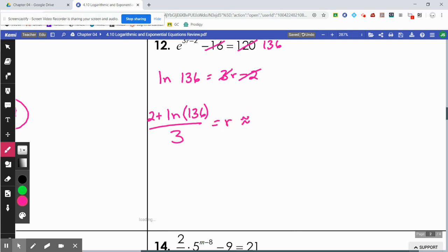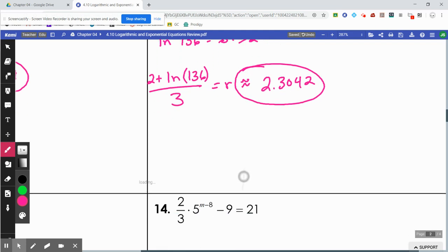Or when you type that in, 2 plus natural log 136 divided by 3, you get approximately 2.3042. Number 13.